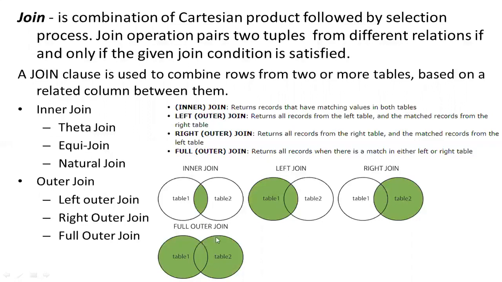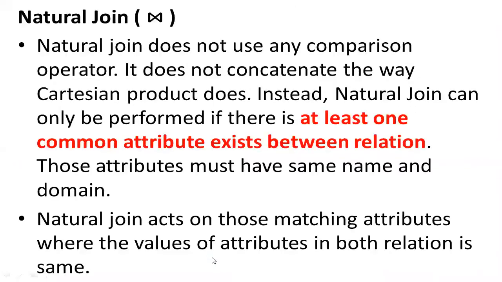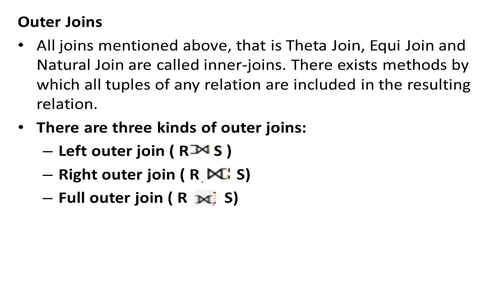Okay, similarly in the full outer join, you will be considering all the records when there is a match in either the left table or the right table. When there is a match on both tables, then you are going to make it a full outer join. So let's go back again to the different categories.